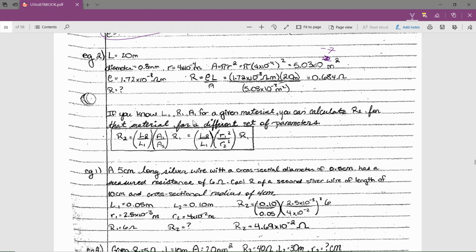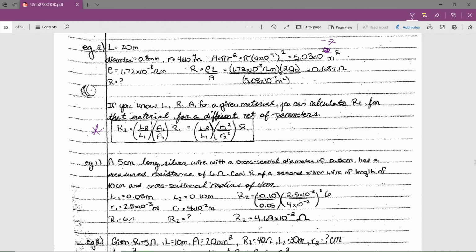And if you just divide the equation we just looked at for 2 different conditions, you get these equations. R2 is L2 over L1, A1 over A2 times R1. But you can also write that as L2 over L1, and get rid of the pi's, so little r1 squared over little r2 squared times capital R1. The lowercase r is for the cross-sectional radius, and the uppercase R is for the resistance, where 1 is for conditions 1, and 2 is for conditions 2. So let's see how it works.